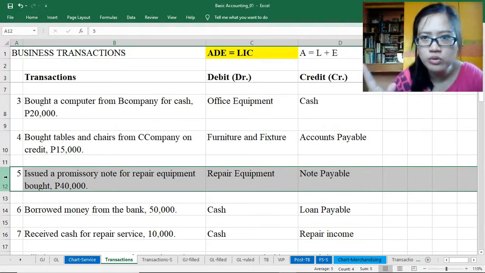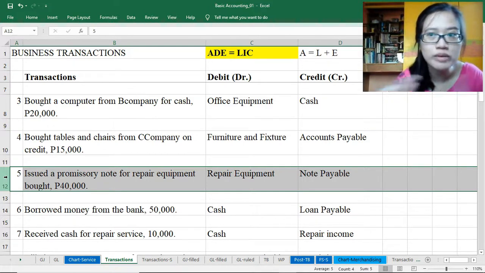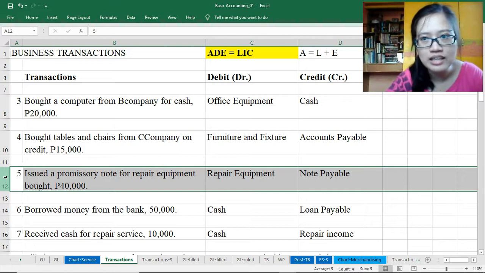And then other side of the equation, we have liabilities. Inutang kasi nag-issue siya ng promissory note, diba? So merong increase in liability. And then equity, wala namang galaw sa equity kasi hindi naman nag-invest ng additional owner.